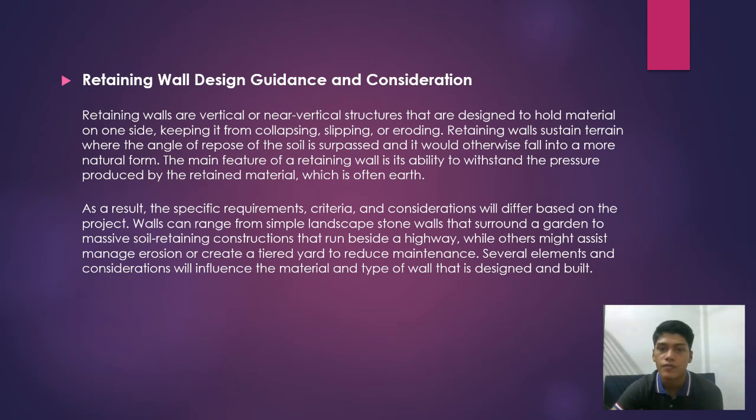The main feature of a retaining wall is its ability to withstand the pressure produced by the retained material, which is often earth. As a result, the specific requirements, criteria, and considerations will differ based on the project. Walls can range from simple landscape stone walls that surround a garden to massive soil retaining construction that runs beside a highway, while others might assist, manage erosion, or create a tiered yard to reduce maintenance. Several elements and considerations will influence the material and type of wall that is designed and built.